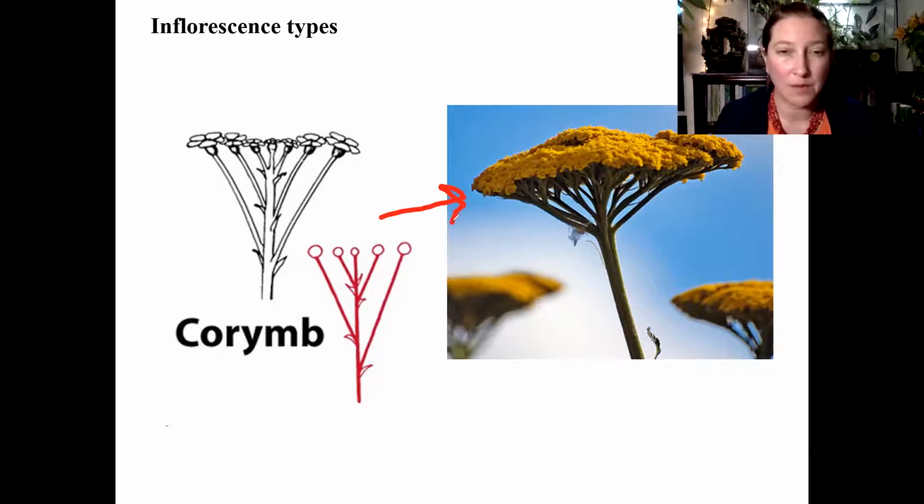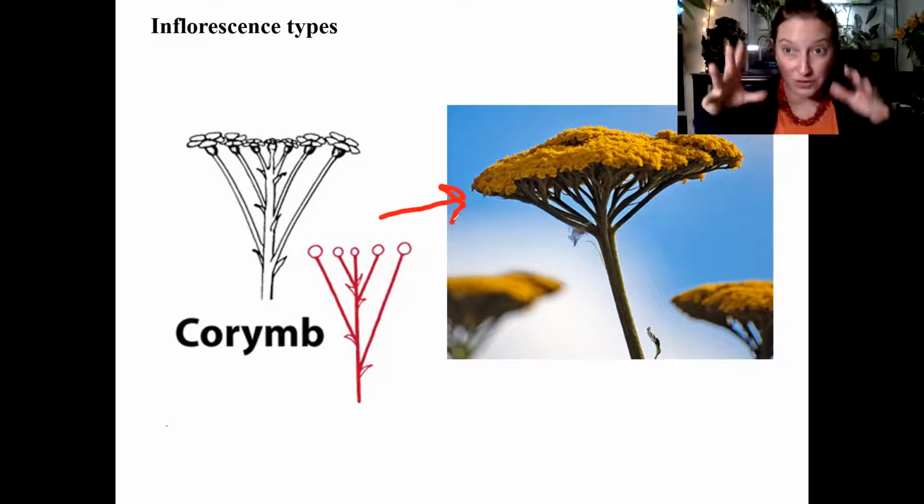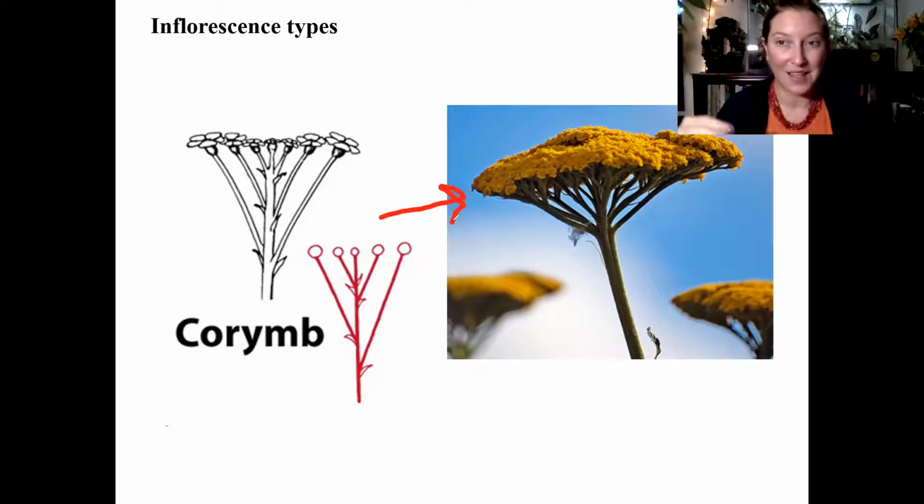And what's cool about that is it provides kind of a landing pad for pollinators, right? So if you're a bumblebee or a butterfly flying by, you'll see this big landing pad that really is attractive to you to want to land on. And so hence the corymb.